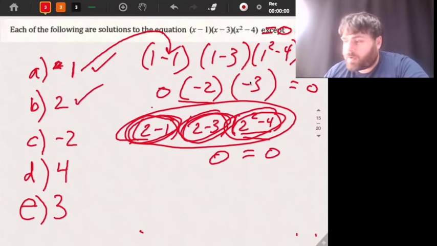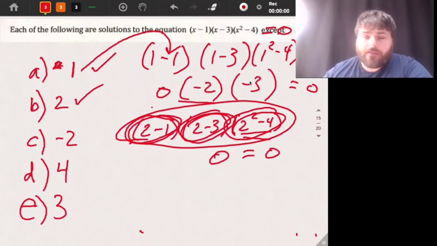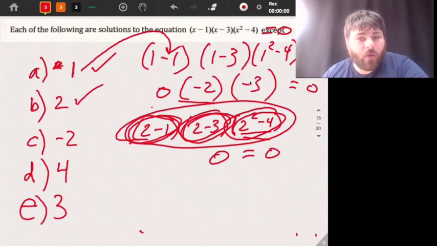-2, if you plug it in, will do the same thing. If you square -2, you get a 4. So this third factor, this x squared minus 4, is going to end up being 0. And since we're multiplying the x minus 1 times the x minus 3 times x squared minus 4, you're going to get 0. Now 4 is not going to work.